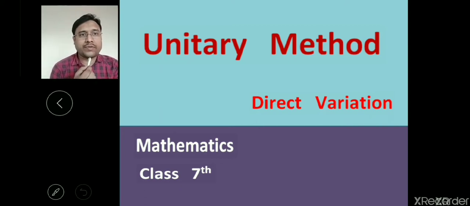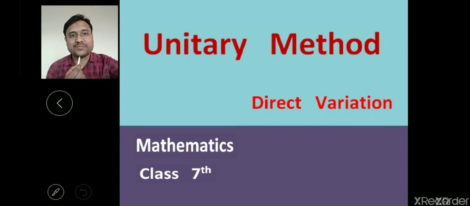There are two types of variations that come under the unitary method, direct variation and indirect variation. Here we are going to see direct variation, and it is the second video for this week. Now let's start, students.